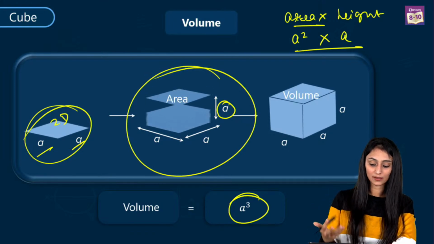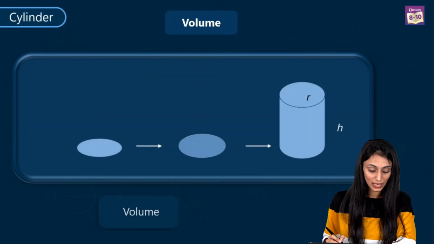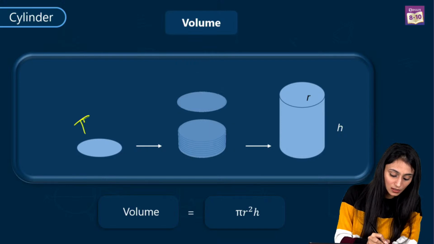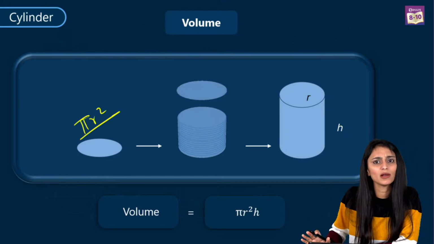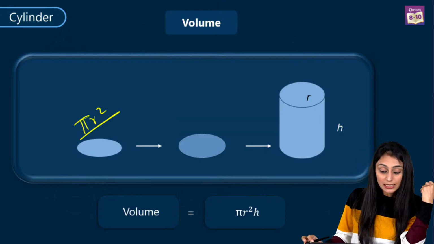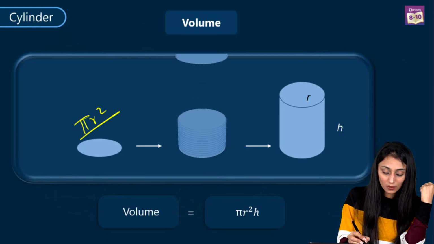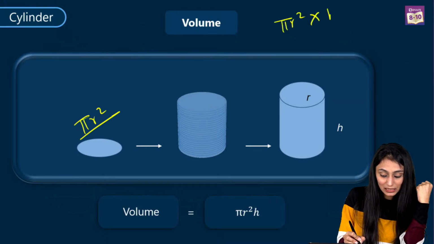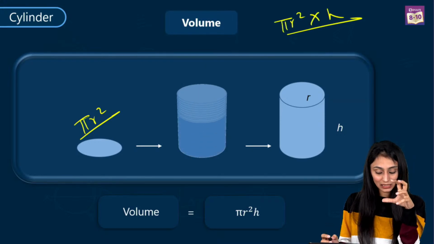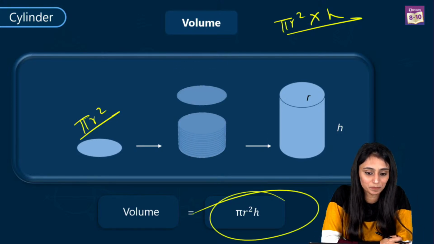So this is how we are getting the volume of a cube. Now we'll talk about the volume of a cylinder also, right? So here we have a circle. Circle area is what? That's pi r square. We all know it, right? Now if you keep piling up circles of the same dimension on top of each other such that it reaches a certain height h, what do you get? Simply its area multiplied by the height. So volume of cylinder is going to be pi r square h. That's how a cylinder is formed, you see.